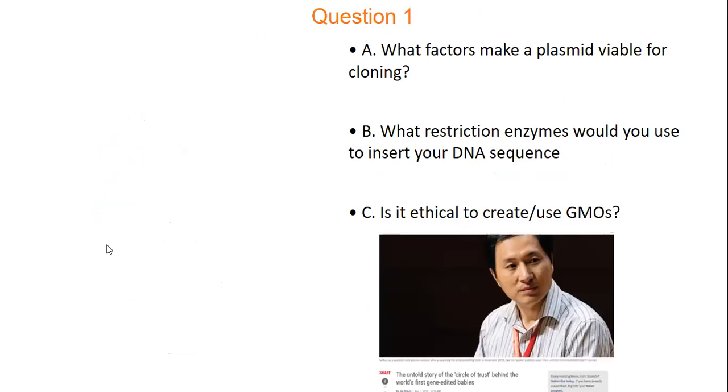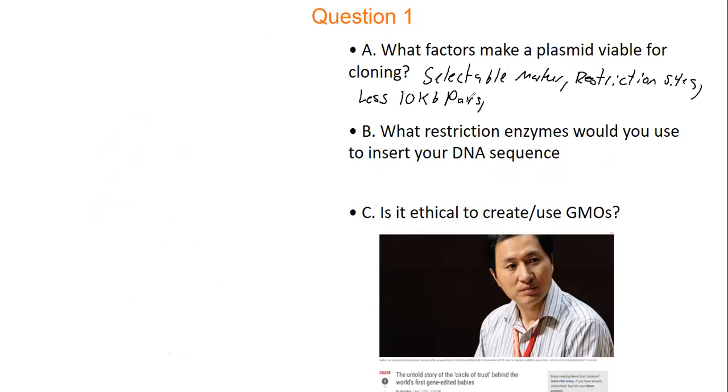And here is just some review. So A, we just talked about what factors make a plasmid viable for cloning. So: a selectable marker, restriction enzyme sites, less than 10 kilobase pairs, and also an operon system to turn on and off. So that's the shorthand of the last slide.